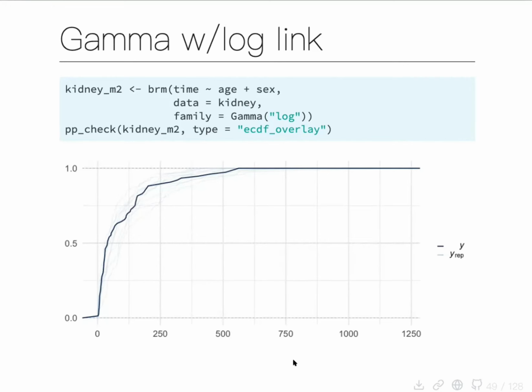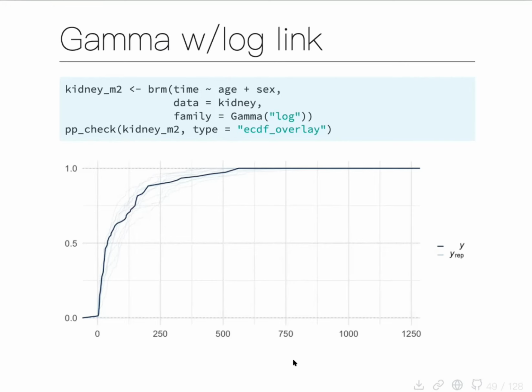Okay, but that's how that PP check is used, is to see that our model predictions are matching our observed data, basically, right? They're following in a similar sort of trend.